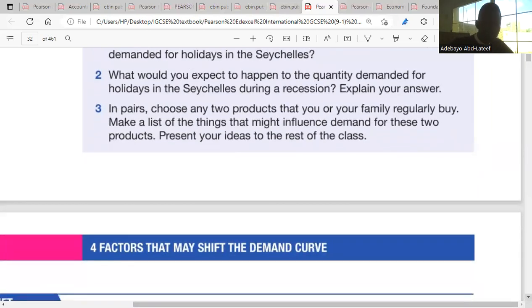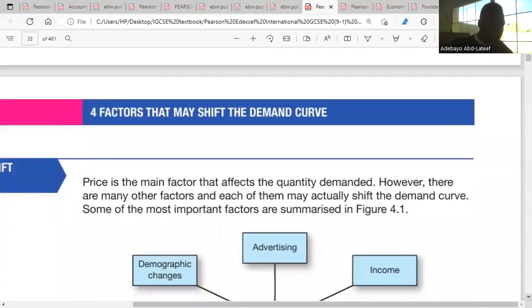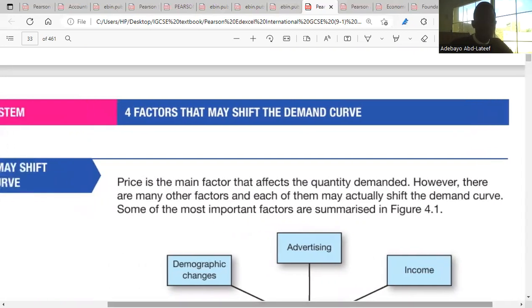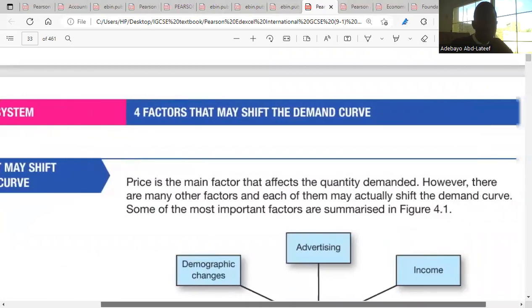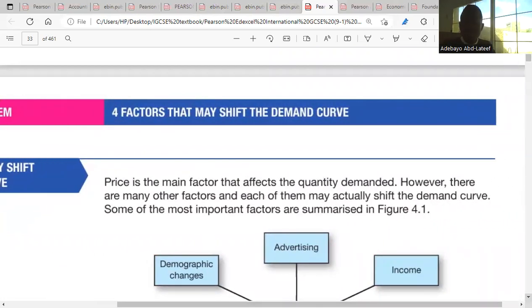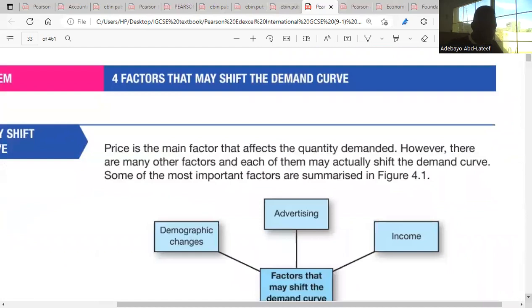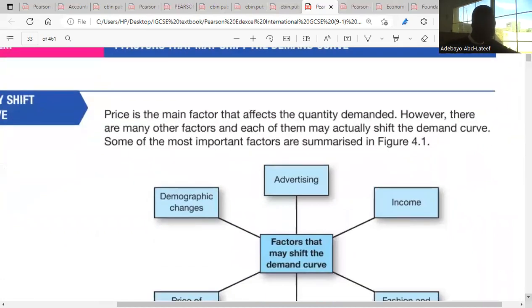They said in PS, let's forget about the 3. Okay, so we'll go to shift now. Are you there? Right. So here they said factors that may shift the demand curve. So these are the factors that may shift the demand curve, rightward or leftward.